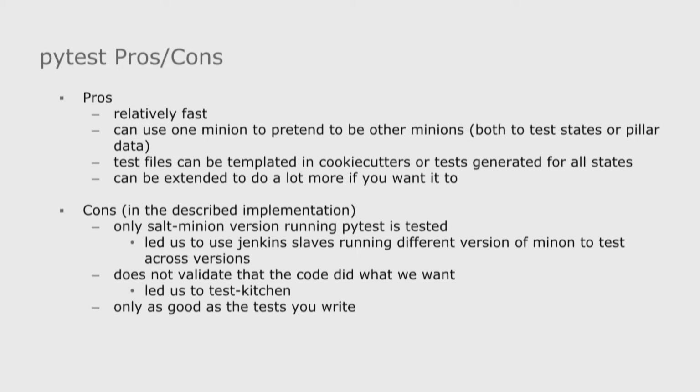We solve that in our Jenkins system: we have slaves that have each different minion that we support installed, and then we run all of our PyTests through each one of those minions, so we can test rendering against all the different minions that we have in our environment, from 2016.11 on up for us.